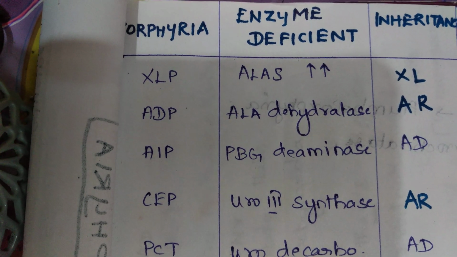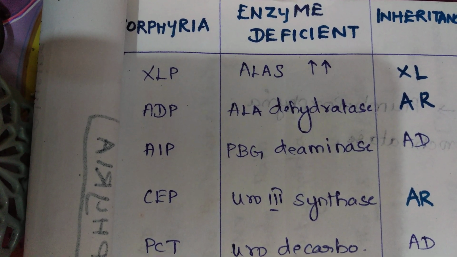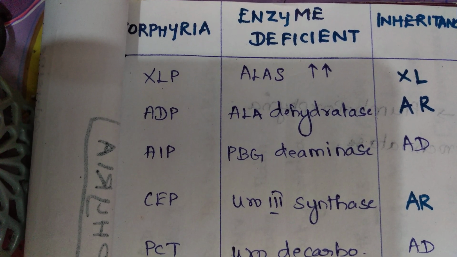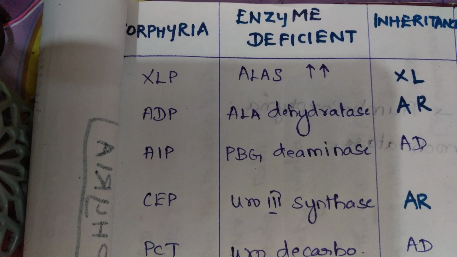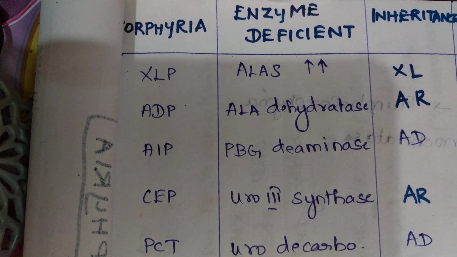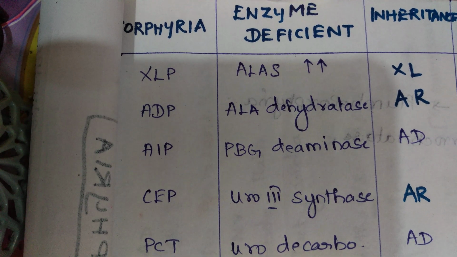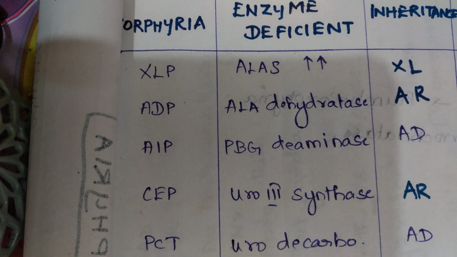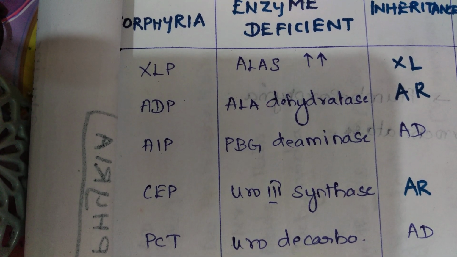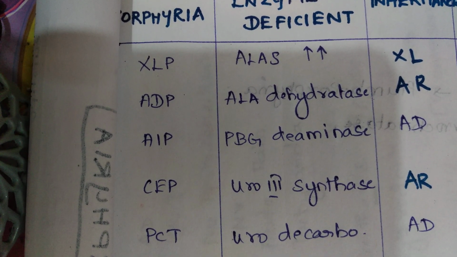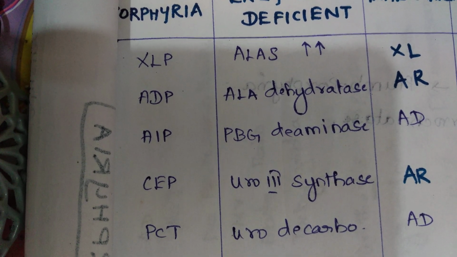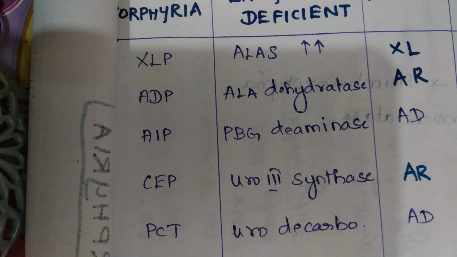Now we'll see the different types of porphyrias and the enzymes which are deficient in them. I've arranged the order of porphyrias according to the enzymes which are deficient in them, starting from the first in heme synthesis. Coming from the first, we have X-linked protoporphyria, in which the first enzyme, ALA synthase, is deficient. Next, ALA dehydratase deficiency porphyria, an autosomal recessive porphyria, in which the second enzyme, ALA dehydratase, is deficient. Let's keep a mnemonic for this: ADP and ALA dehydratase both have D.